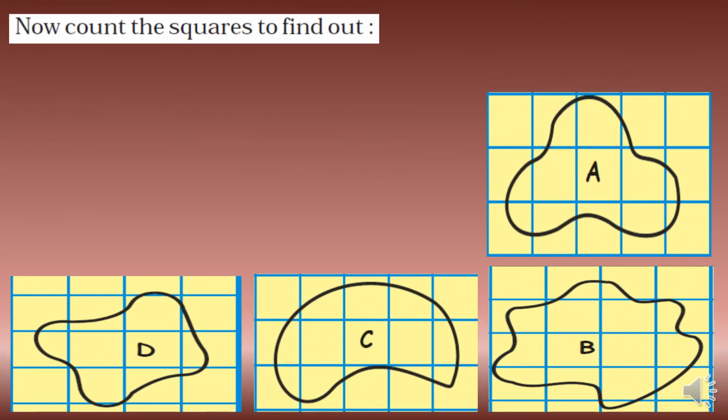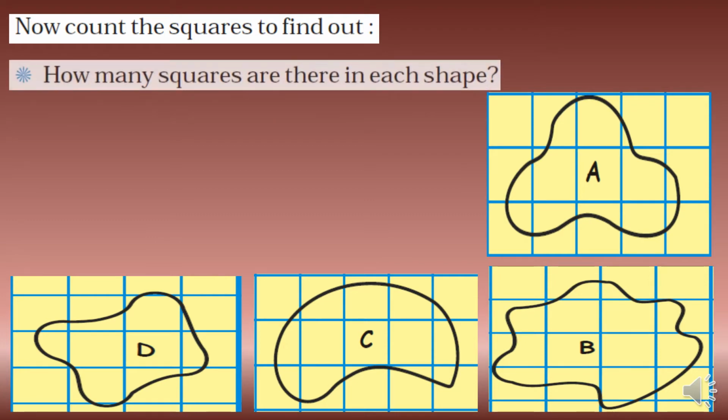Now count the squares to find out. See, 4 shapes are given. Now you have to find out how many squares are there in each of these irregular shapes. To make it easier, the squares which are more than half, if you think that it is more than half, count it as 1, right? So let us find out.